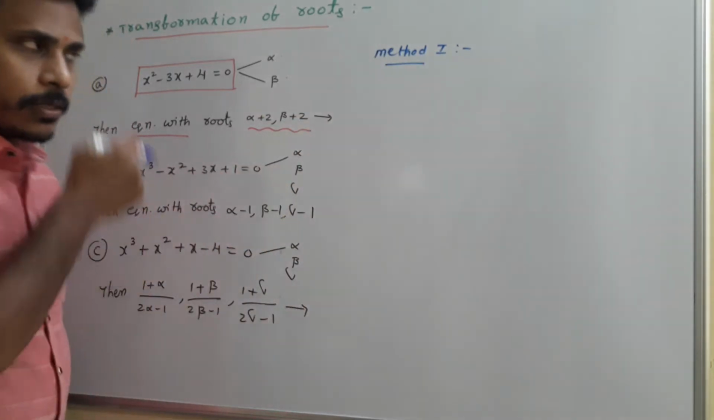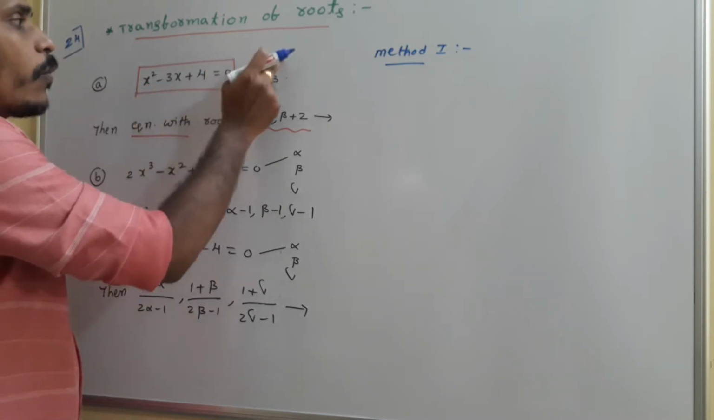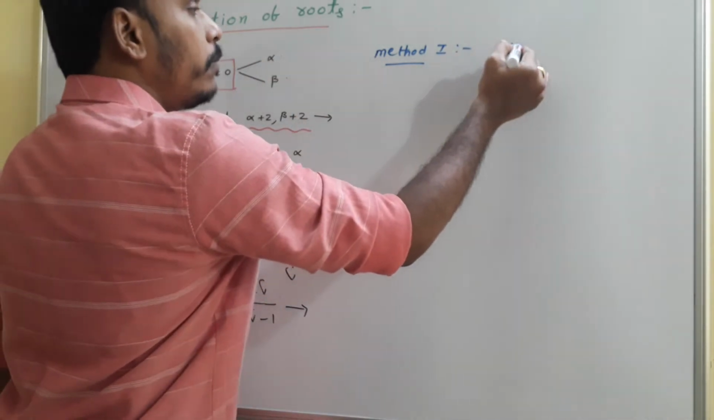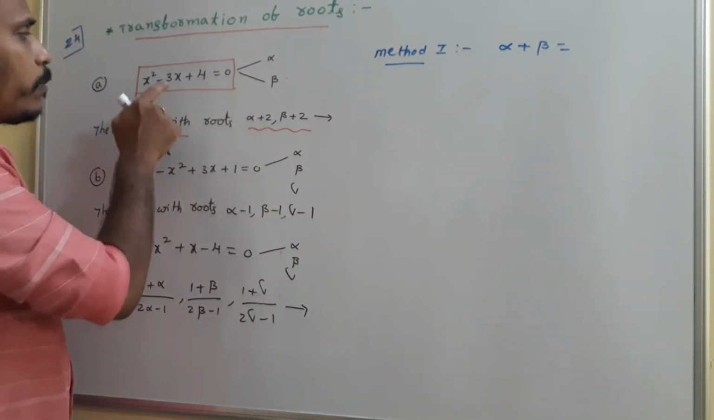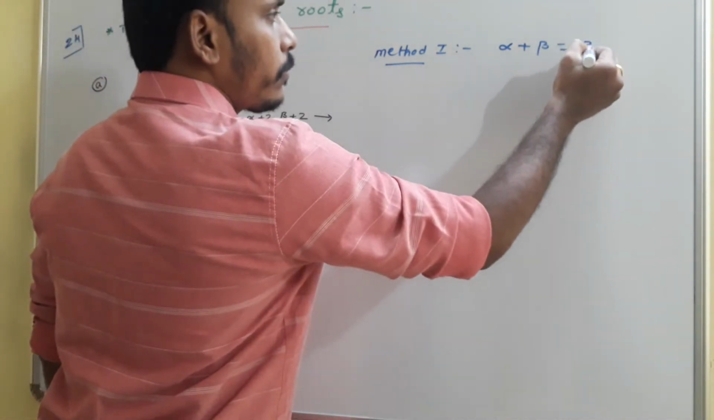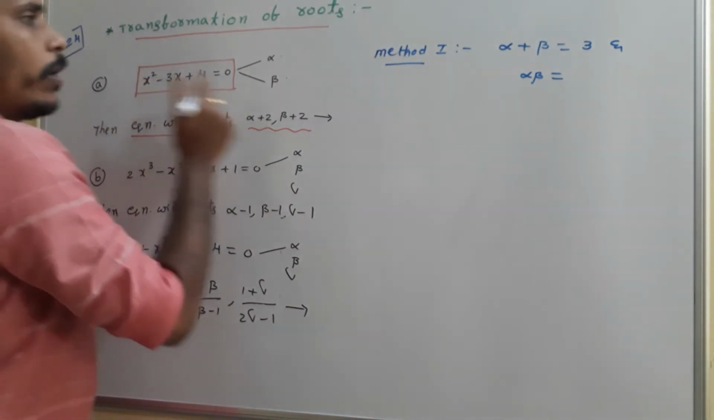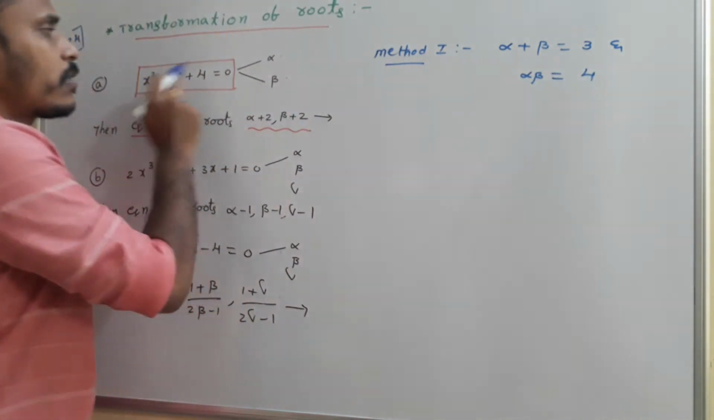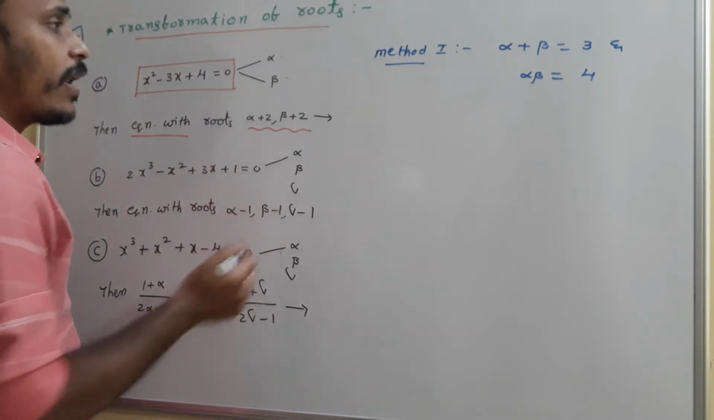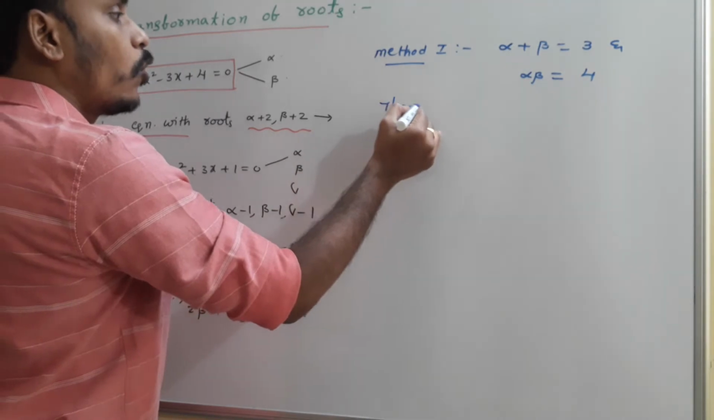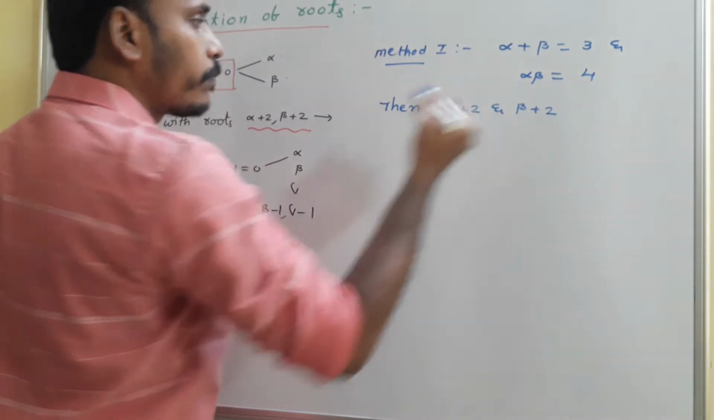See method 1. This given equation has roots alpha and beta. Since it has roots alpha and beta, the sum of the roots of this equation is minus b by a, which is 3, and the product of the roots is c by a, so 4 by 1, which is 4. So alpha plus beta is 3 and alpha into beta is 4. Then our target is to find an equation whose roots are alpha plus 2 and beta plus 2.